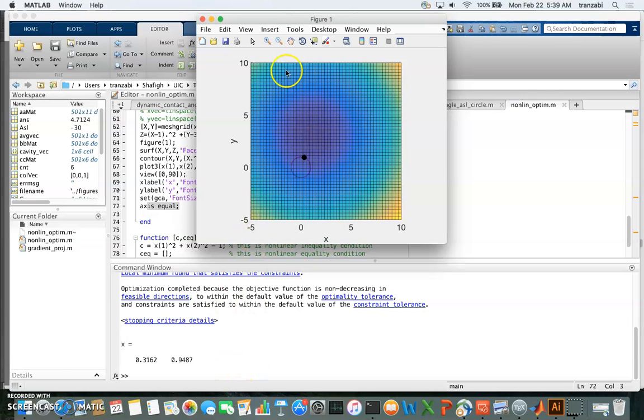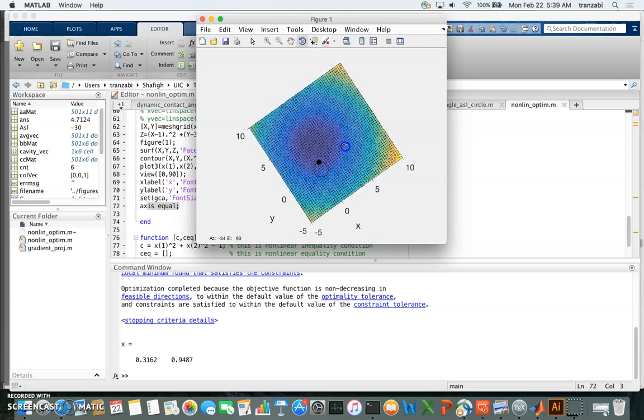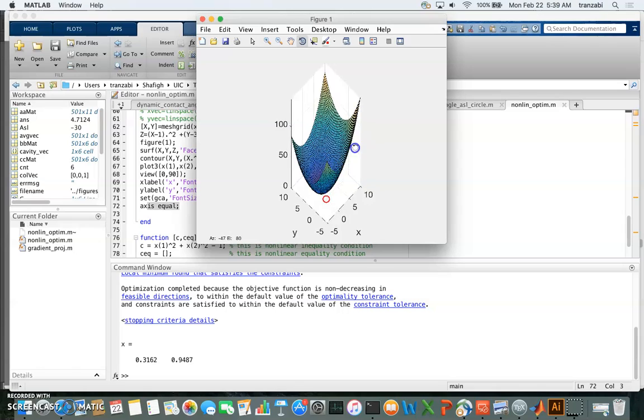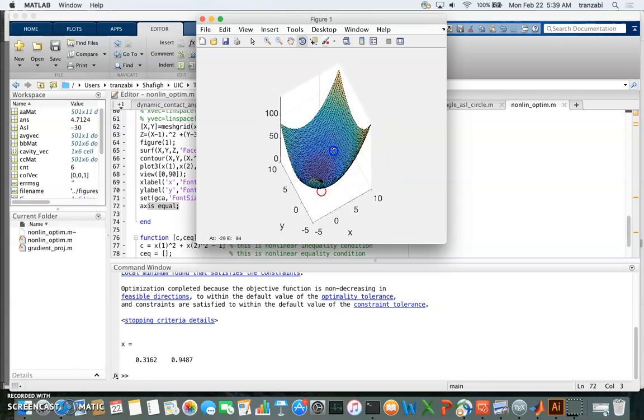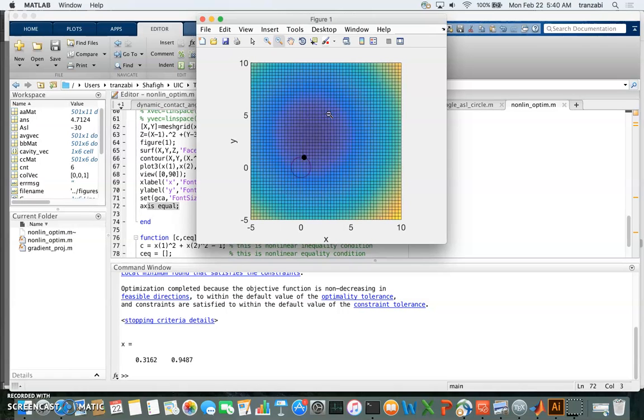Alright, so here it is. This is basically 3D. First of all, if I rotate it, you see that it's a 3D view. It's a bowl shape, you see that. I'm going to rotate it around. It's a bowl shape. But we're looking at the top view only.